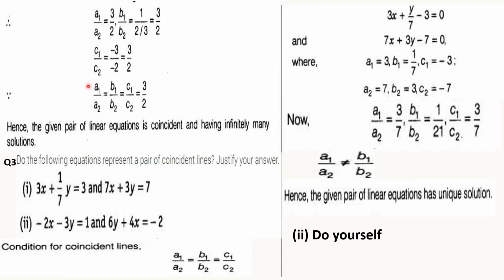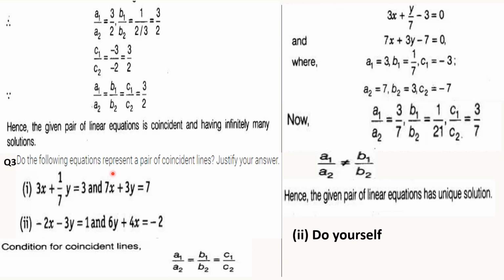When this condition exists, the given pair of linear equations is coincident, meaning it has coincident lines and infinitely many solutions. Our motto in this question was to find which pair of linear equations has no solution. So for the third part our answer is no, because we are getting the condition of infinitely many solutions. Now let us come to question number 3.